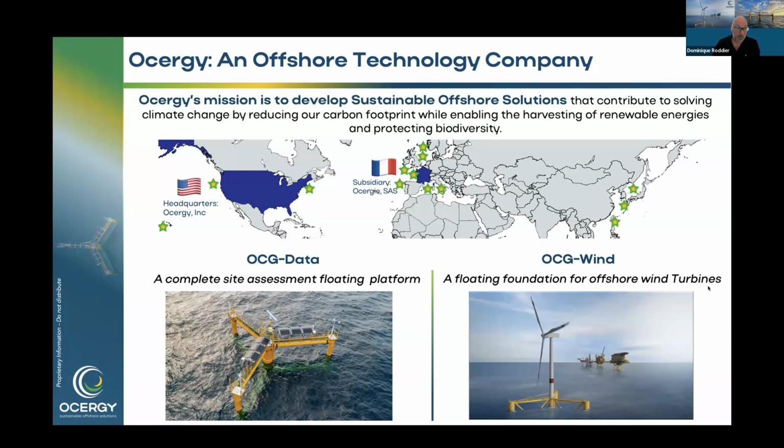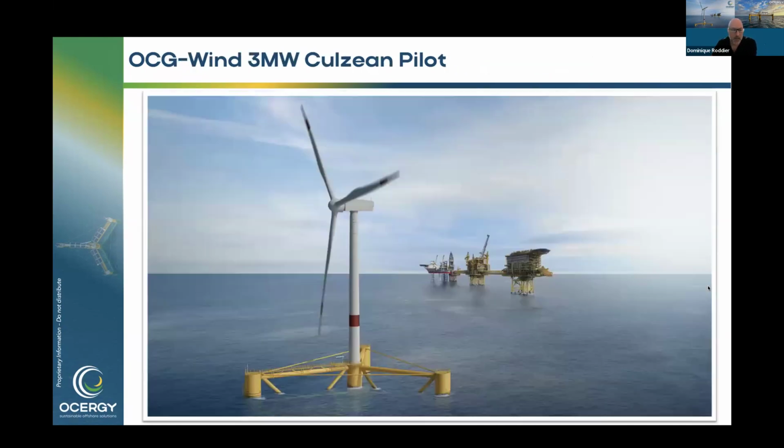So this is our company. We're based in the US with a big subsidiary in France, and you see the stars of the projects, same plot or same map that I showed. We have two projects, a data buoy that measures the environment. This is to help the permitting and the engineering of the floating wind, and then a new concept that's quite optimized. This is a demo that we are building right now.